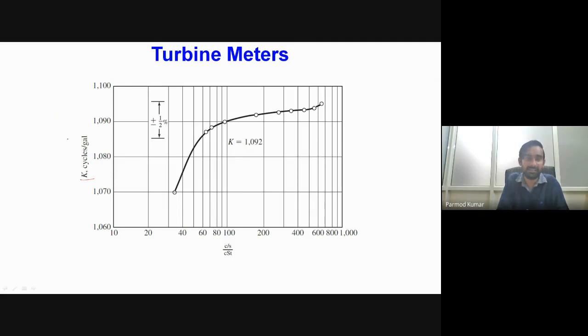Okay, so 1 gallon is nothing but equal to 3.78 liters. So you can do the conversion accordingly while we will be solving the numericals. And along the abscissa we are having cycles per second divided by our kinematic viscosity in centistokes, and corresponding to that we are having the different values of K. So by knowing these two parameters, we can determine the value of K for a particular turbine flow meter.